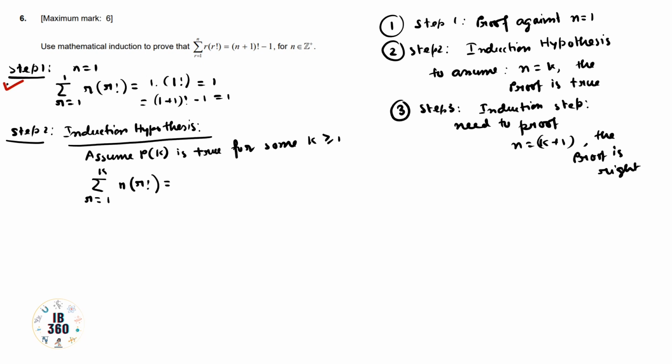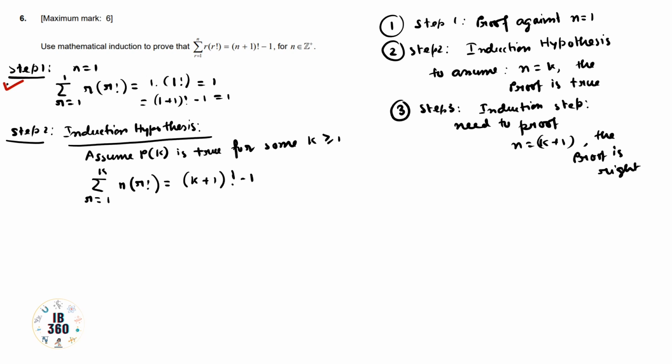is equal to, because we are assuming this particular part to be true, so we can obviously write from here, k plus 1 factorial minus 1. So we are getting this answer. And how are we getting this answer? Just from the hypothesis that we are assuming this to be true. So assume P(k) is true for some k greater than or equal to 1, where the minimum value of k is 1 and the value of k will go up to k. So summation r equals 1 to k, r times r factorial is equal to k plus 1 factorial minus 1. So this step is done.